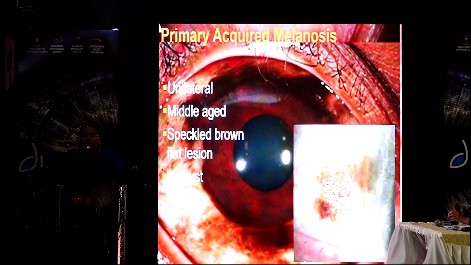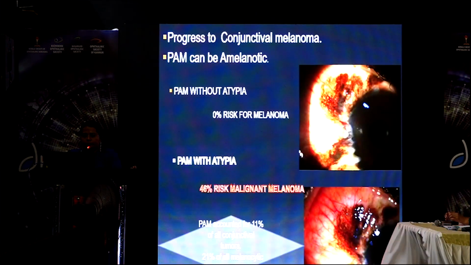Primary acquired melanosis is an acquired melanosis, usually unilateral. It is seen in middle age. It is a brownish flat lesion, there is no cyst, and it has a peppery configuration. The importance of it is that it can progress into a conjunctival melanoma if there is atypia on biopsy, with a 46% risk.